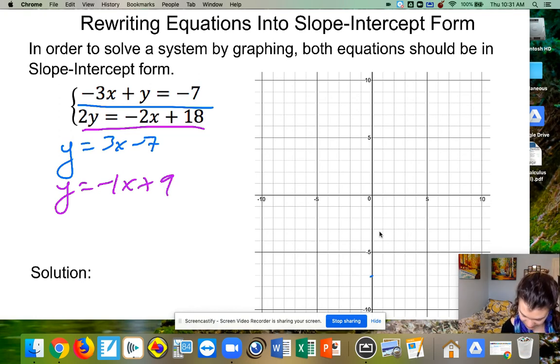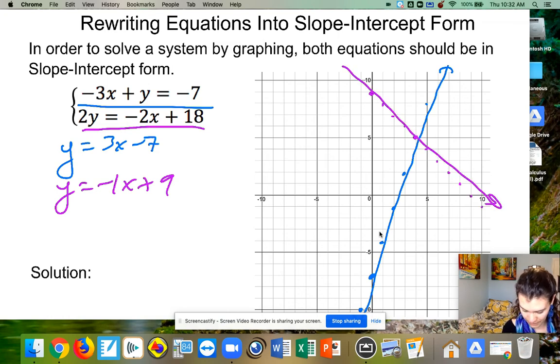So we'll start at -7 and go up 3 over 1 for the first one. And then down 3 over 1. Here's our graph. Switch to purple. We'll start at 9, and then we're going down 1 over 1. And you get this equation. And then our intersection is right here. So that's going to be, if we go over 1, 2, 3, 4, and it's up 1, 2, 3, 4, 5. So we have (4, 5) as a solution.